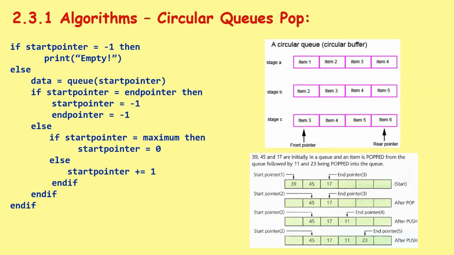Otherwise, if my start pointer is at the maximum, then I set my start pointer to 0 to wrap around. Otherwise, I can add 1 to my start pointer and increment it there by 1.